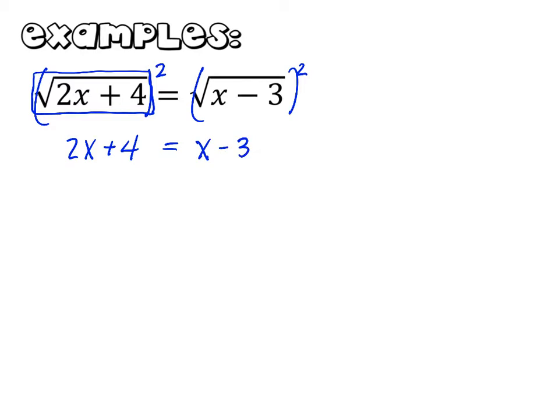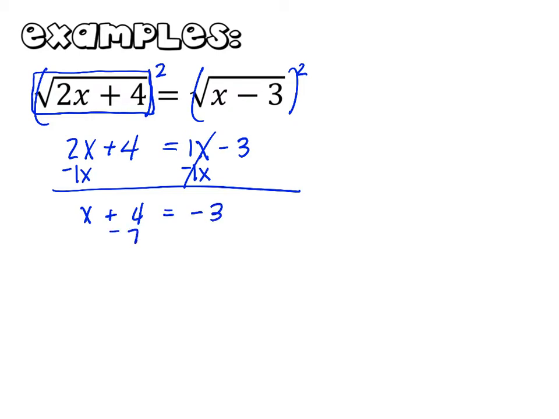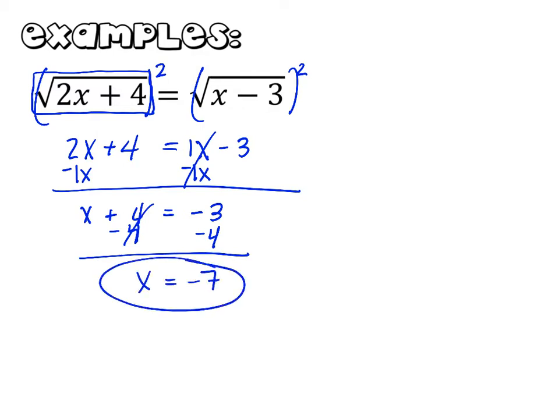And then I can move my x's to the same side by subtracting 1x from both sides. X plus 4 is negative 3, and subtracting 4 to get x is negative 7. Still want to check, right?